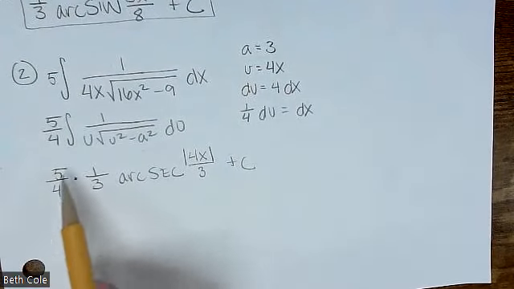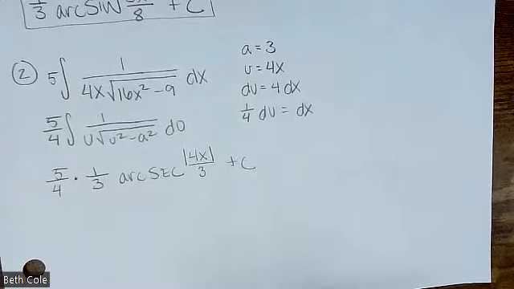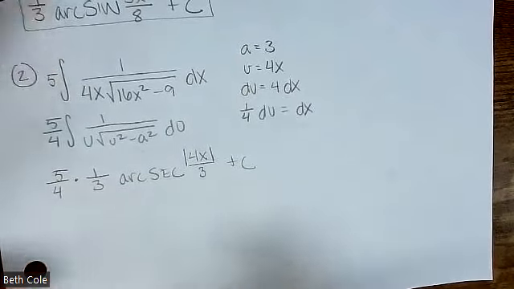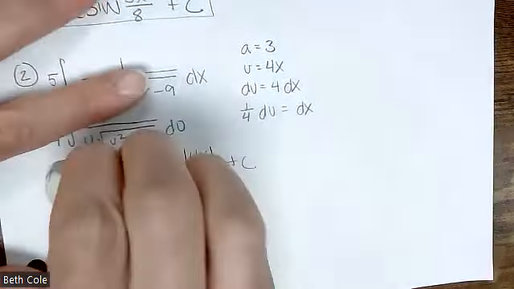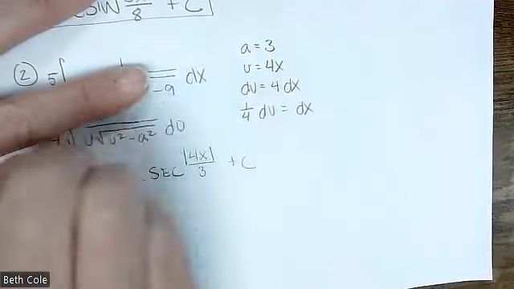Now, simplifying this down, I'm going to just erase so I don't have to write the whole thing over again. Your 5/4 times your 1/3, that's going to combine to be what? Yeah, 5/12 out front.